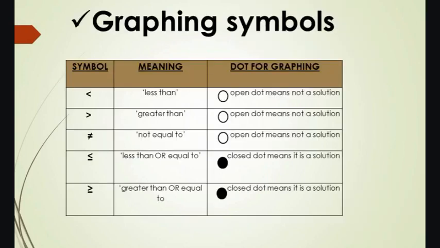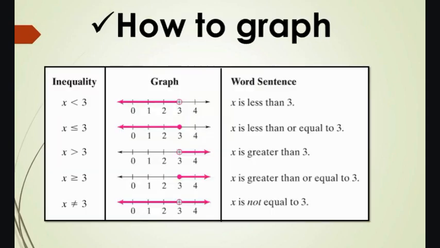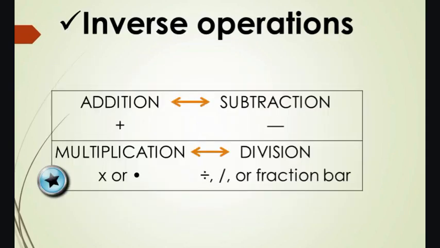We reviewed previously the graphing symbols that we're going to use when solving and graphing inequalities. So let's make sure that you take a moment to jot these down if you didn't already in part 1 of this lesson, along with what an inequality looks like, how you graph it, and a word sentence that would go along with it. In our last lesson, we focused on using inverse operations of addition and subtraction in order to isolate a variable in an inequality. But in this lesson, we're going to be focusing on using inverse operations of multiplication and division.